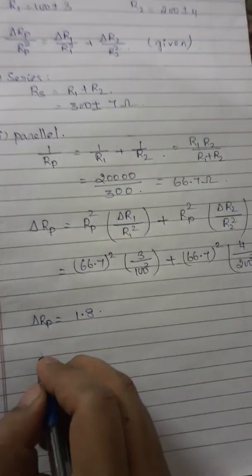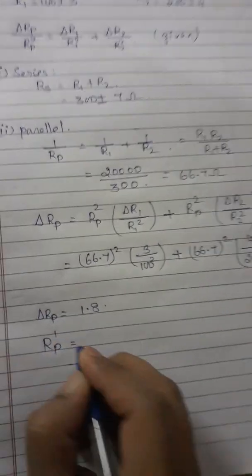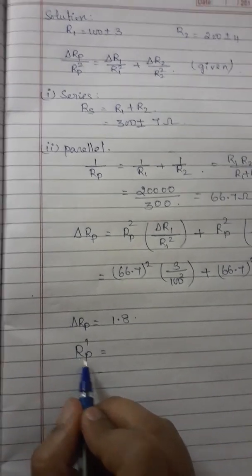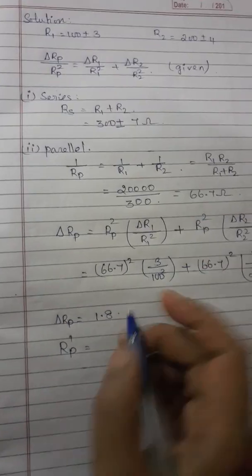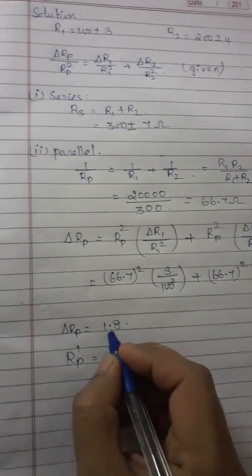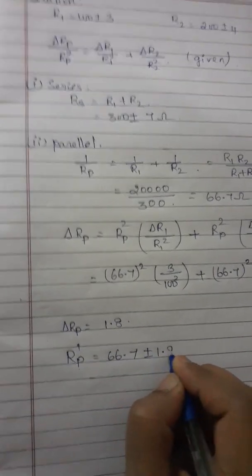Now what happens to the total resistance in parallel, that is RP? The effective resistance when they are connected in parallel will be, as I already got, 66.7 and the error is plus or minus 1.8 ohms.